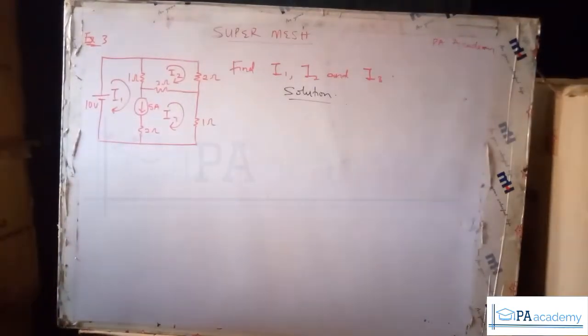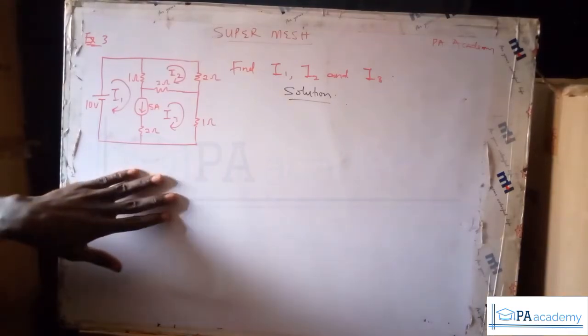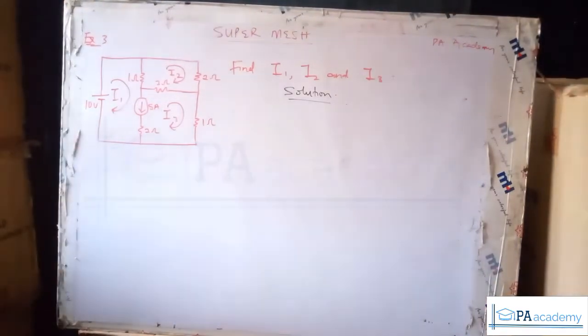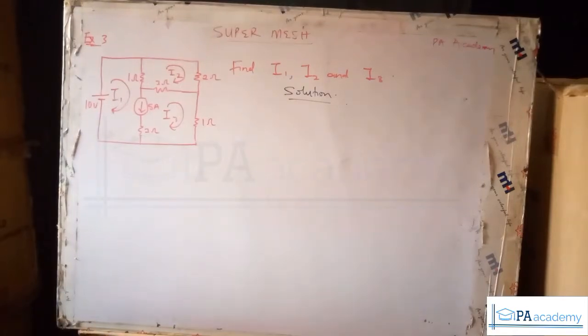So we are still looking at Supermesh and this is example 3. Now in this example 3 we have this circuit and we are asked to look for I1, I2 and I3. If you have been following this video under Supermesh, you see that this example looks similar to the one we looked at in example 2. But there's a little tweak here.